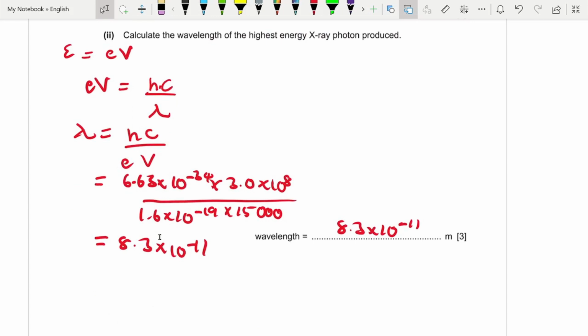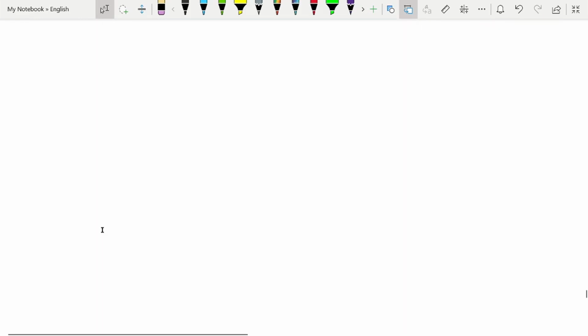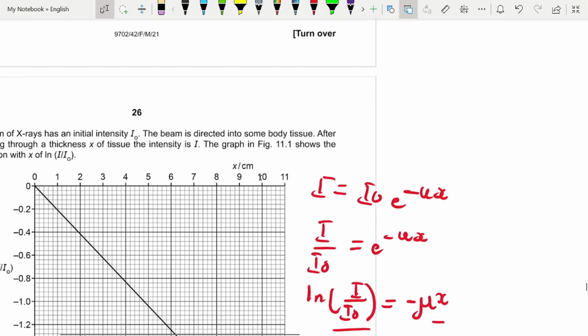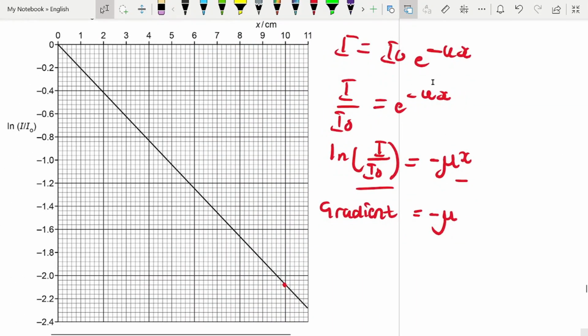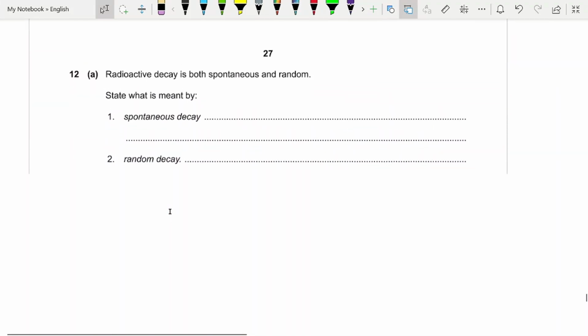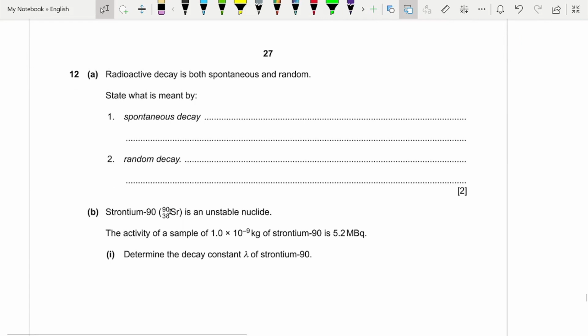Work done per unit charge is V. So V is charge times eV, and that helps you find this specific thing, hc over lambda. Okay, and then this helped us find our graph. We looked at our graph over here. We were given a little graph like this. We were supposed to know the attenuation coefficient. Then that helped you find this specific relationship. Okay, moving on to the last question.